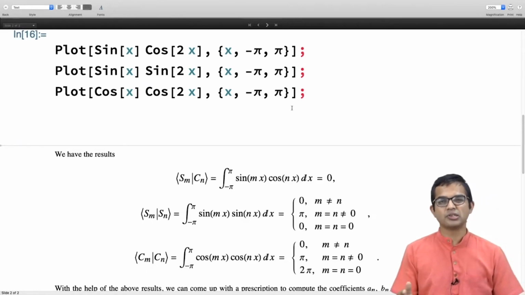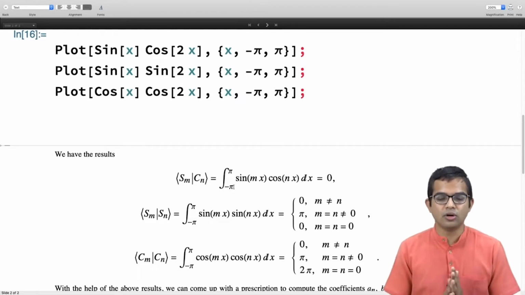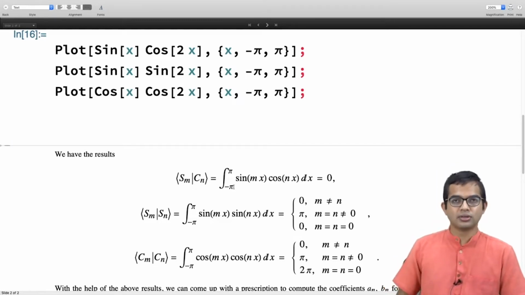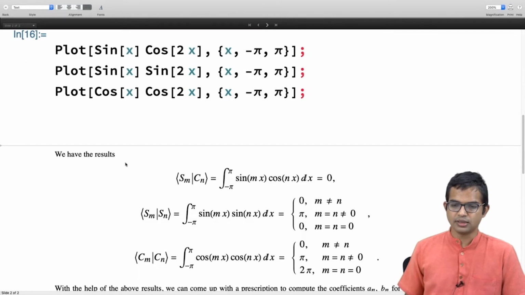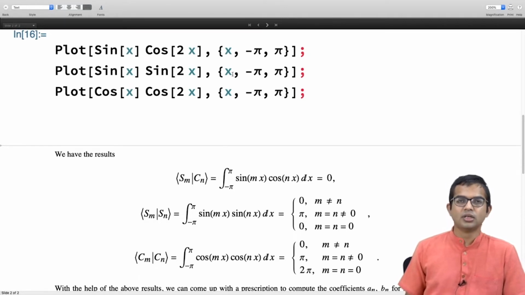In fact, you can use trigonometric identities and show the following results, which will be homework. I will allow you to work this out using trigonometric identities. I have just shown you pictorially, or visually, why this would play out, but you can do the more rigorous way of showing this. If I take the inner product of Sm with Cn, the integral from minus pi to plus pi of sine of mx cosine of nx dx, it's going to be 0 no matter what m is, no matter what n is.